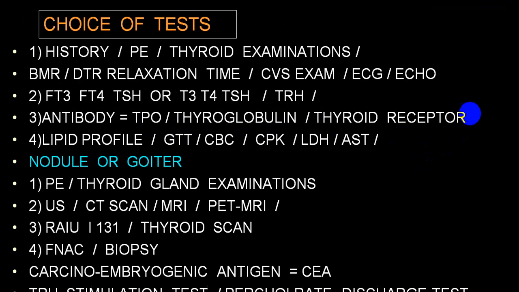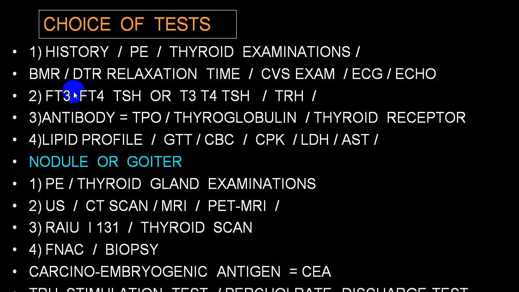We divide the tests into two big groups: one without goiter, one with goiter. In one without goiter, history, physical examination and thyroid examination should be done. You try to find out whether the person has got goiter or not. BMR, deep tendon reflex on clinical examination, CVS, ECG, ECO are other tests which can help you out.